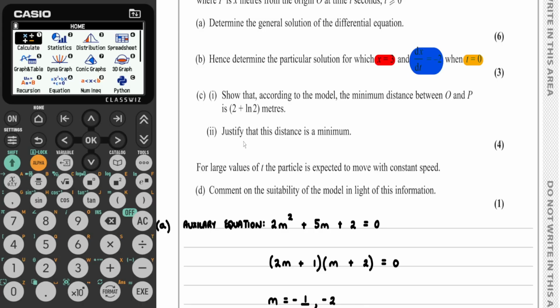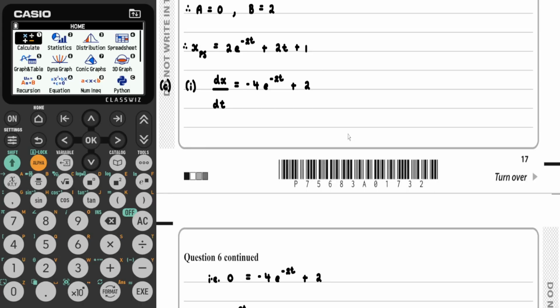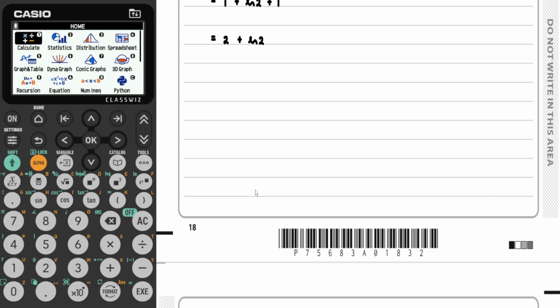For the next part, we have to justify that this distance is a minimum. For this, we have to find the second derivative of x. So we need to differentiate negative 4e to the negative 2t plus 2. And that's equal to 8e to the negative 2t. Now this will always be greater than 0, and that's just because of how the graph looks. And so therefore, because the second derivative is greater than 0, here we have a minimum.